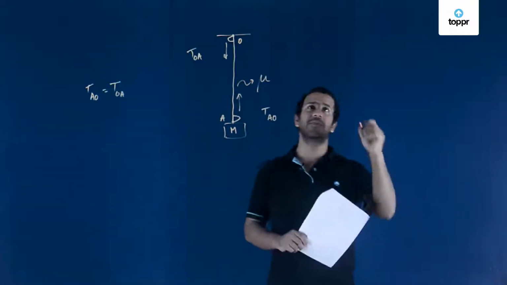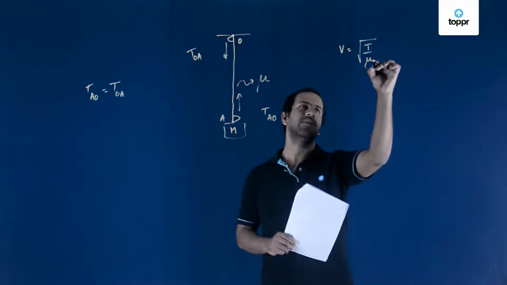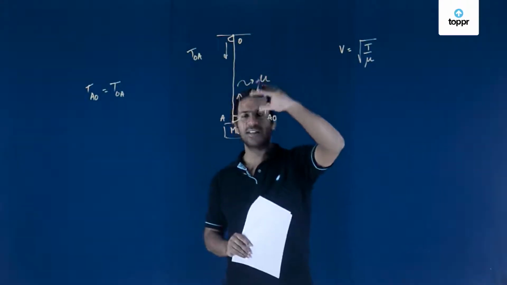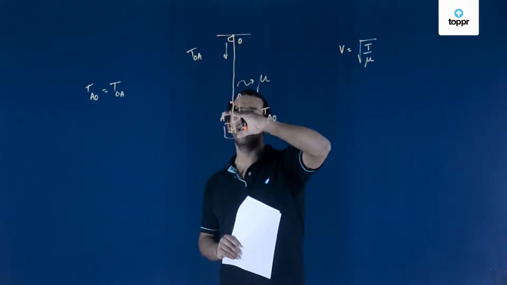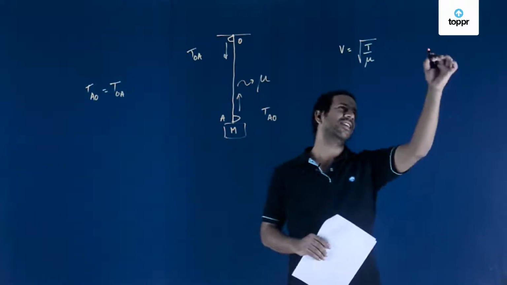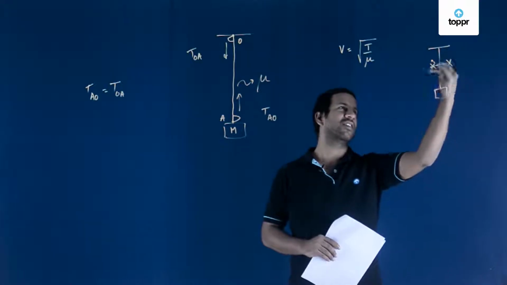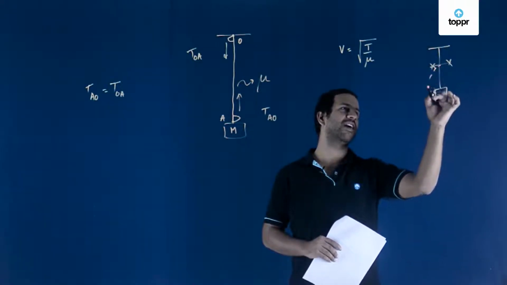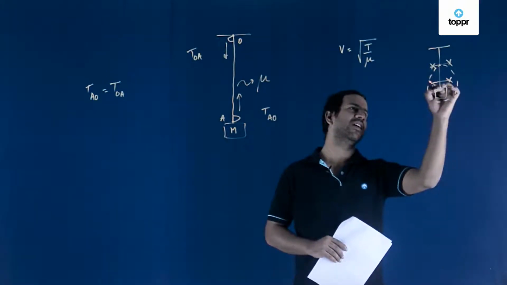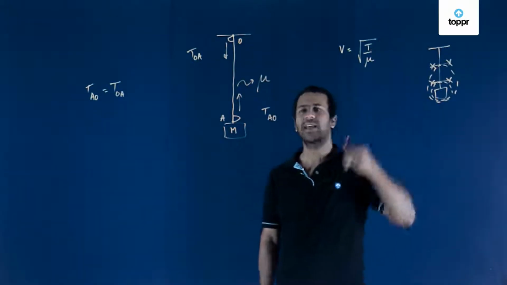You know that the speed of the wave is given by root of T by mu. Now understand that since this rope has some mass, the tension will vary. It will increase continuously as you go up. If we cut the rope here, this entire mass needs to be balanced by tension, whereas if you cut it here, only this amount of mass is to be balanced. So the tension will keep increasing.